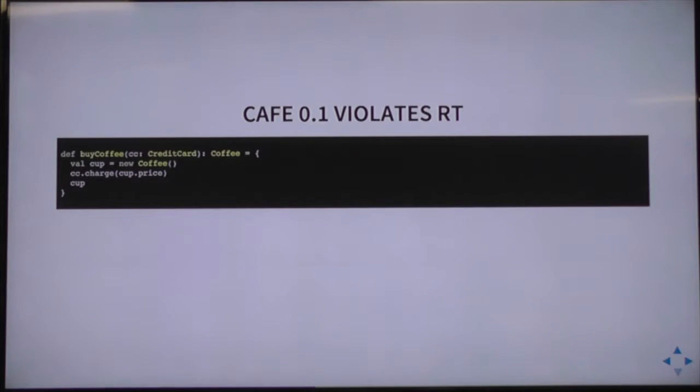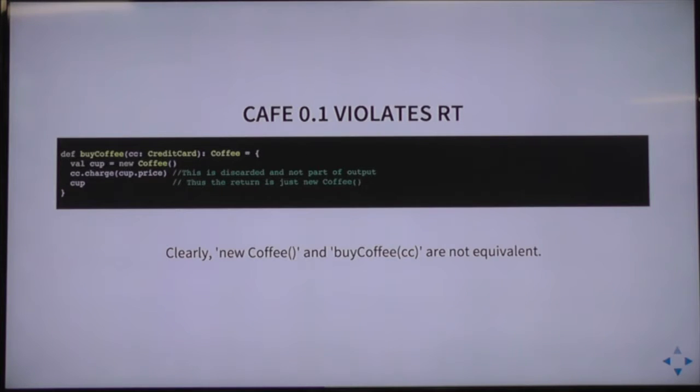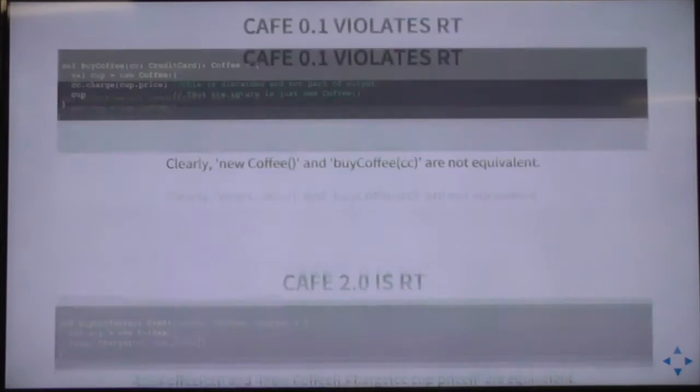So we create a cup of coffee. This credit card charge does its side effects and returns unit, but at this point we discard the value of this and it's just lost into the ether. So the only thing we return from this function is the cup. So if the return value is just new coffee, clearly substituting a call to buy coffee with a credit card is not the same as new coffee. So it's obviously not referentially transparent.